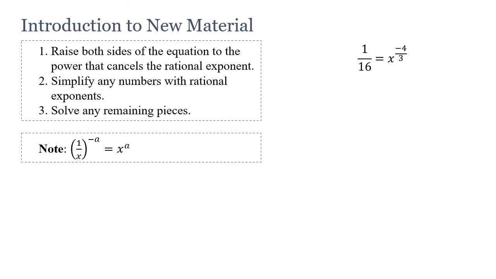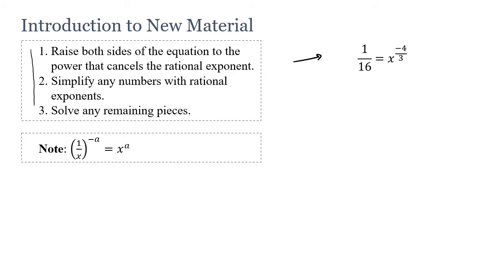So here are the steps we're going to use to solve these sorts of equations. Step 1, raise both sides of the equation to the power that cancels the rational exponent. Step 2, simplify any numbers with rational exponents. And then step 3, solve any remaining pieces. So let's try this example over here.